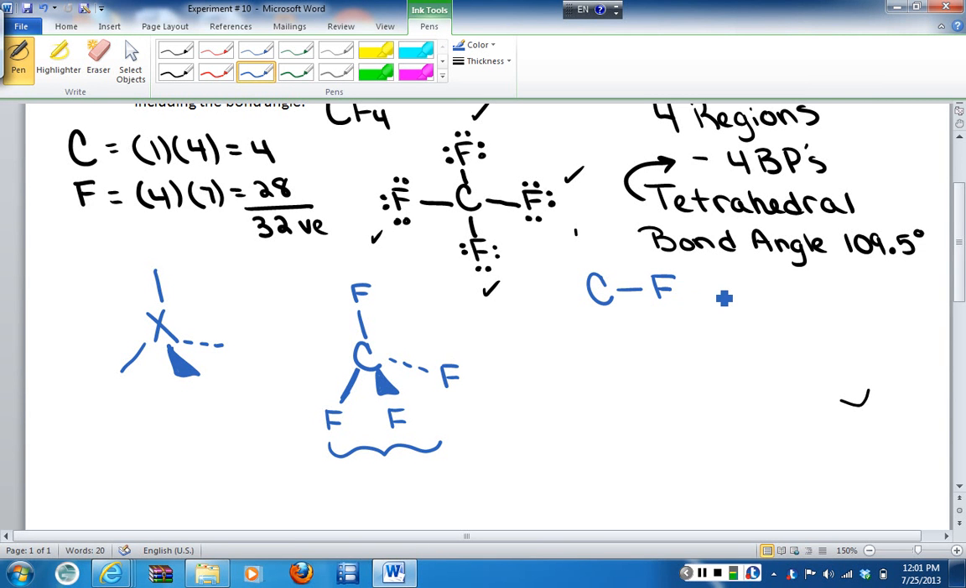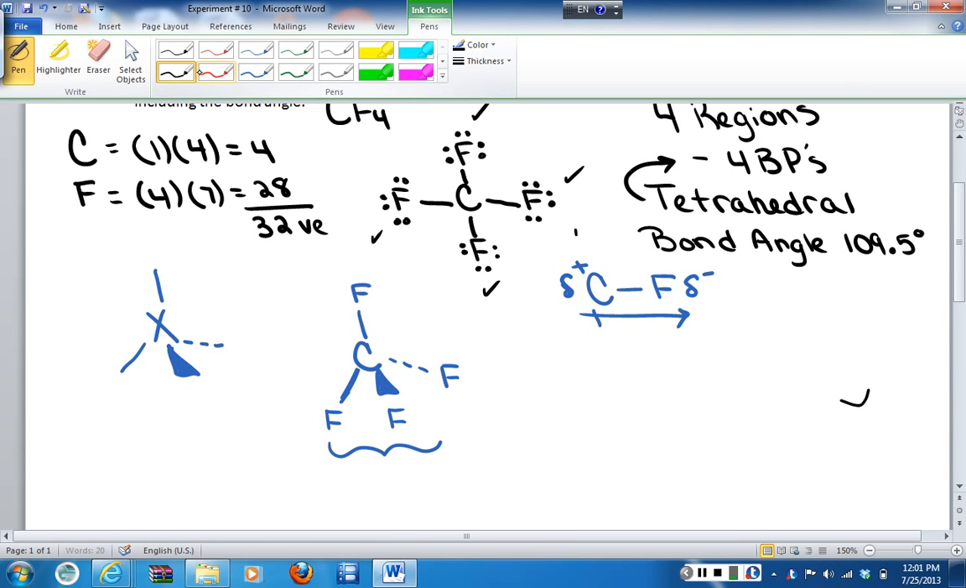So we know that this is a polar bond because fluorine does not have the same electronegativity as carbon. Therefore, the electrons in this bond will not be shared equally. In fact, they will be shared unequally, where they hang out primarily on the fluorine, and since they're not on the carbon, we have a partial positive over here. So we generate a dipole moment.